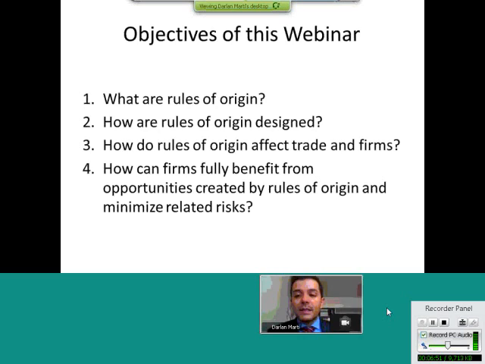But most of what I'll be discussing today are not the specific rules here at the WTO, but rather generally rules of origin as a concept, and then maybe also more in a preferential context, which, as we will see, is more likely to be relevant for firms in Trinidad and Tobago.